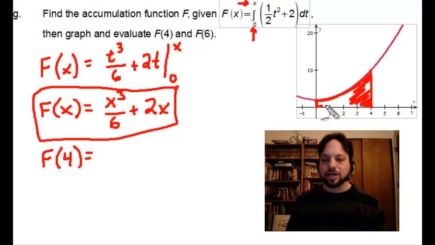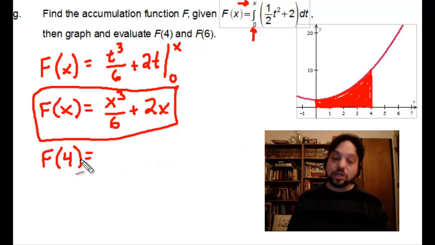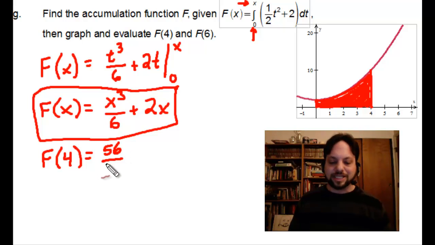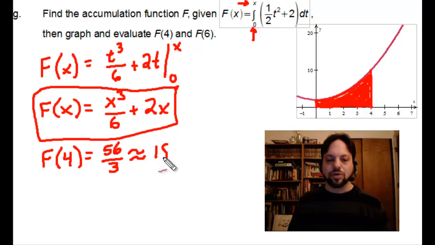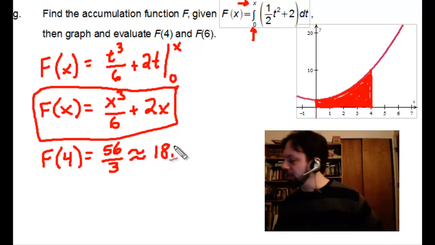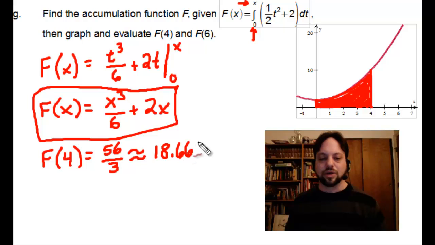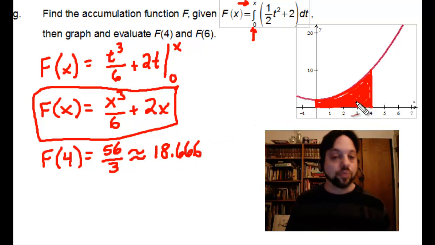Now, I'm not as good at coloring these in as I wish I were, but our region is going to look something like this, and all I need to do is plug 4 into our accumulation function, and it will tell us the area of this region. So go ahead, plug 4 in here. What do you get? When I did it earlier, what I ended up with was about 56 thirds. And hopefully you end up with about that same thing. 56 thirds is approximately equal to 18.666 or so. And that's going to be the area of this red region.